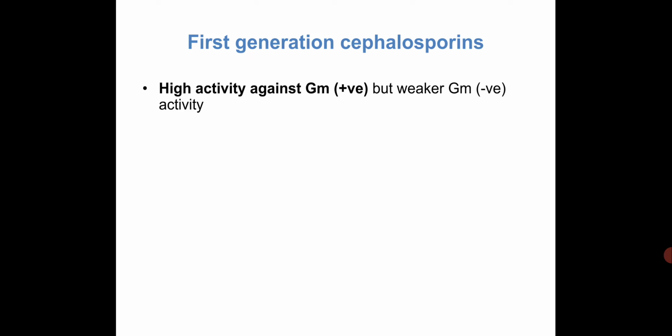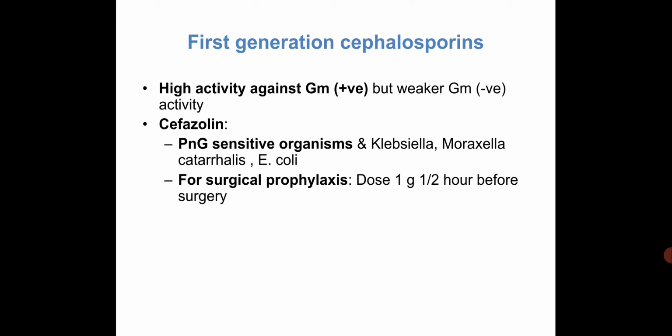So the first generation cephalosporin is an older one, as compared to penicillin. It is just like penicillin, acting more on gram positive organisms, and it is less effective on gram negative organisms. We already know about cefazolin. Cefazolin is a parenteral drug, and it acts more like penicillin G.